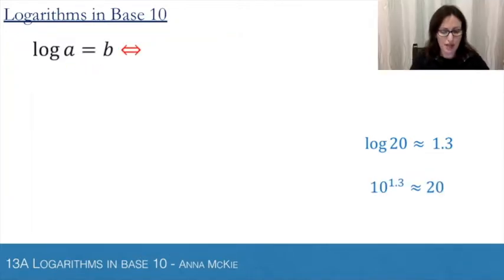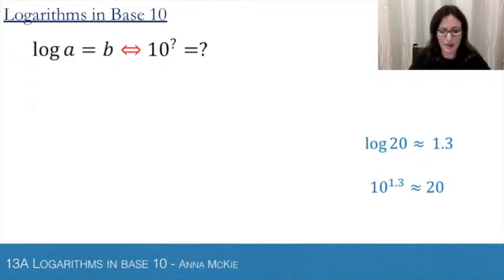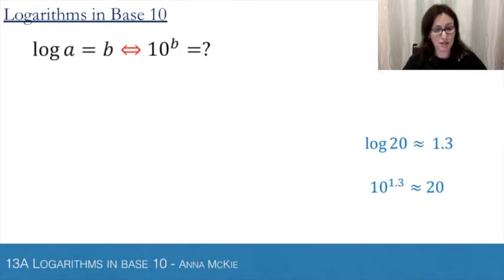So summarising what we have here, log of a is equal to b. Then what that means is, as I said, we've got base 10 here, this imaginary 10 down here. You have a little flowchart. 10 to the power of b must be equal to a. And so that's our equivalent. 10 to the power of what? 10 to the power of b must be equal to a.